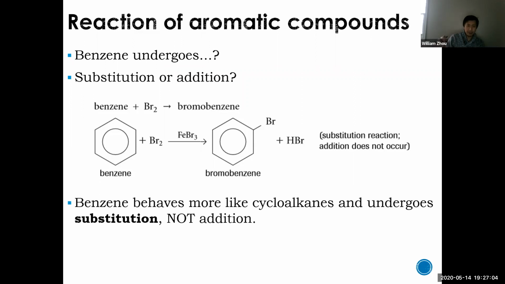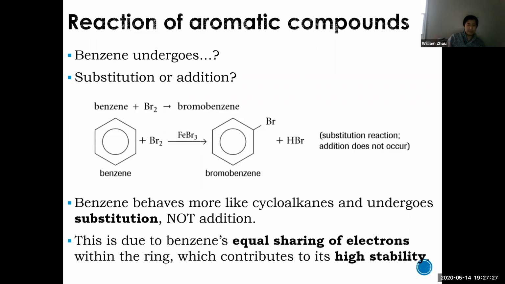A hydrogen on the outside of that ring will be switched with the halogen, and that will be bromobenzene plus HBr. So substitution, not addition. Not addition because you don't have double bonds. Did I make myself clear? All right. This is basically all you need to know regarding reactions of aromatics. Benzenes do substitution, not addition, due to their high stability.